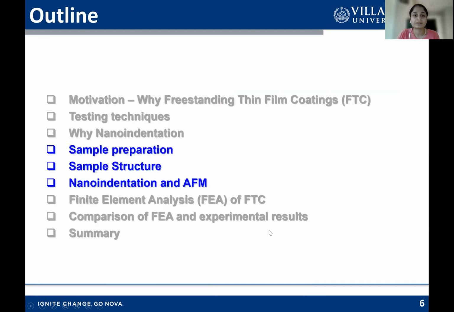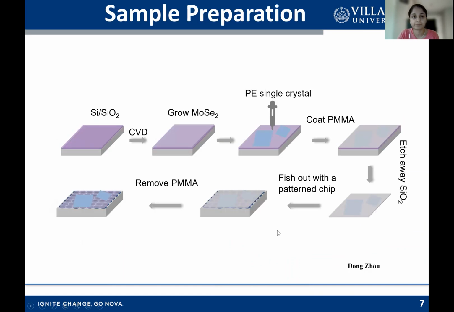So let's talk about the sample preparation, sample structure, and nano indentation and AFM. Firstly, how we prepared the sample. I would like to mention it was prepared by a fellow student, Dong Zhou. We used silicon dioxide as a base, and with CVD, we grew the molybdenum diselenide.